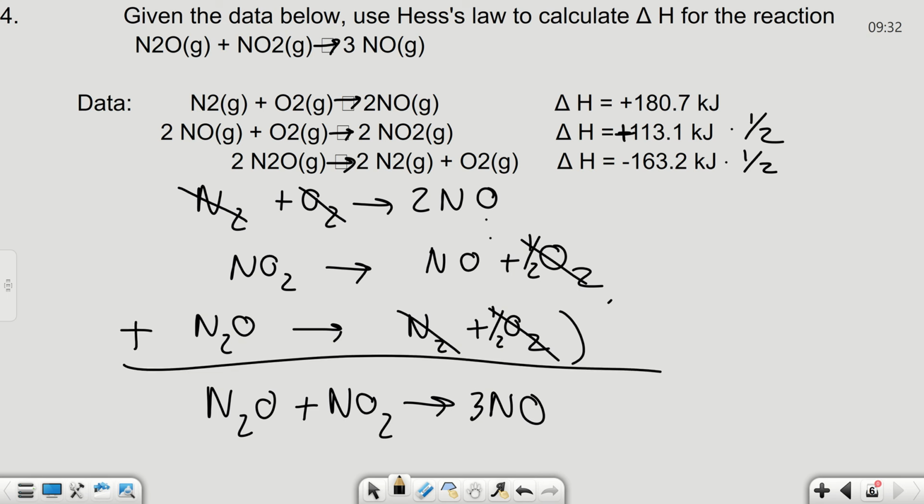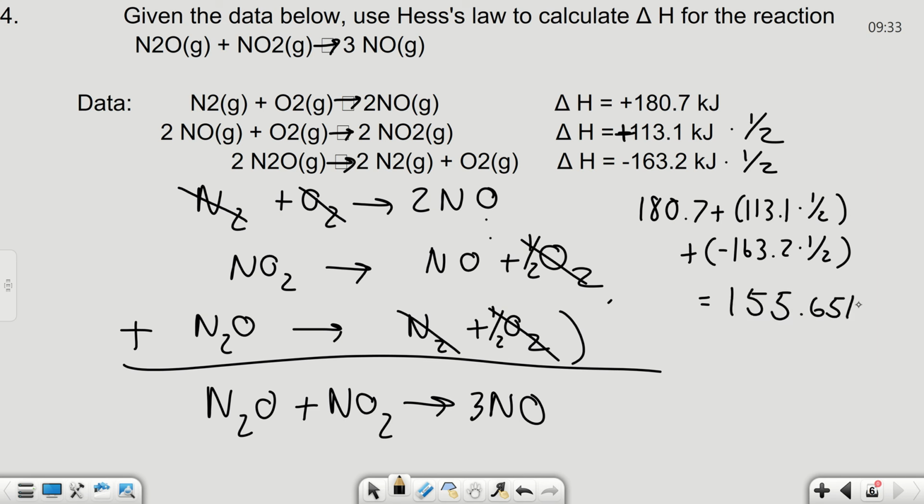So now what do I have to do with all my heat of formations? I need to add them up and do everything that I changed the reaction with. 180.7 plus 113.1 times 1/2 plus negative 163.2 times 1/2. And I believe that comes out nicely to 150, wait a minute. I think I might have made a mistake on this real quick. 155. Yep, I think I forgot a negative sign. It would be 180.7, because I didn't flip around the first one, plus 113.1 times 0.5 plus negative 163.2 times 0.5 is 155.65 kilojoules per mole.